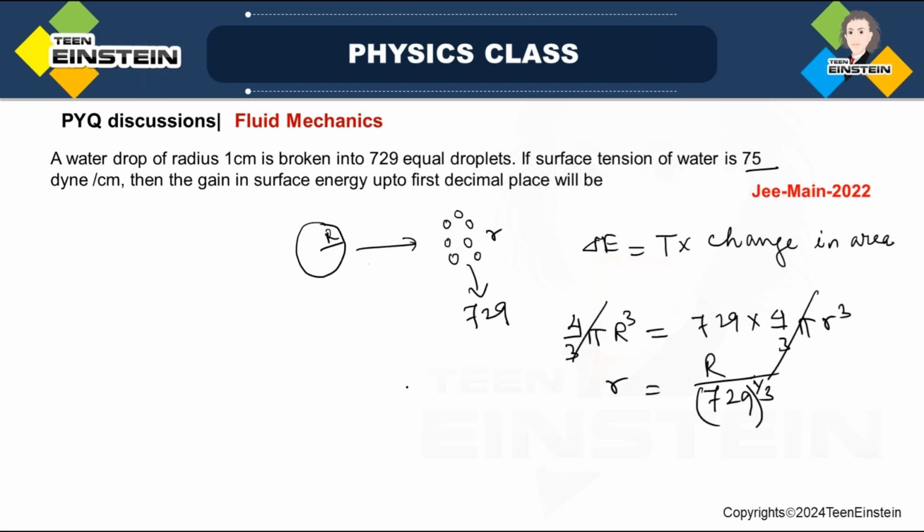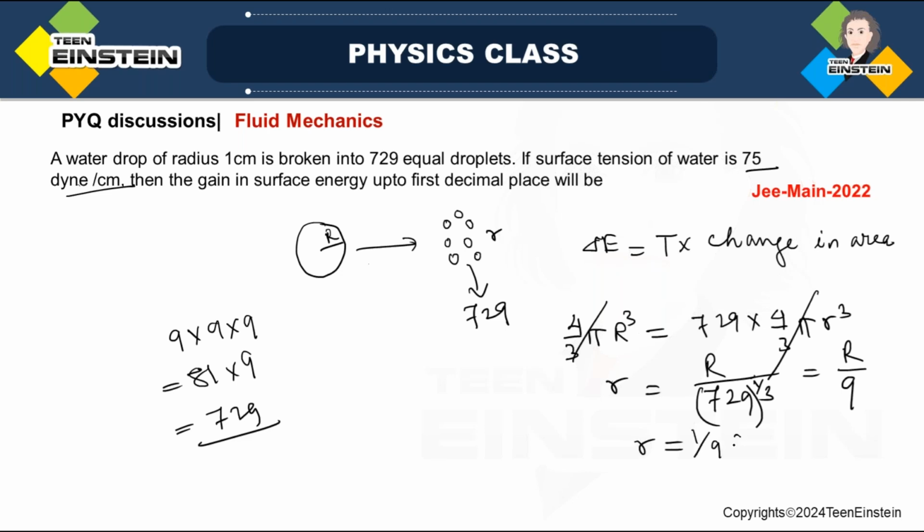See, 9, 9 and 9. How much do you get? 81 into 9. So this will give you r equal to 1 by 9, with capital R being 1 centimeter. In centimeter, since the surface tension is given in dyne per centimeter, let me keep this as centimeter. So r will be 1 over 9 centimeter. So students, I have got the radius of each of these smaller droplets.